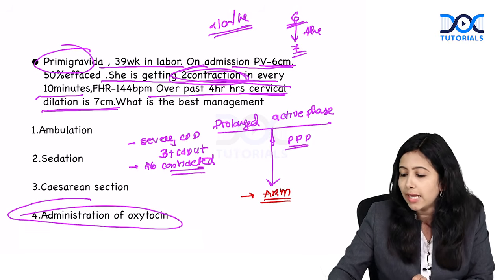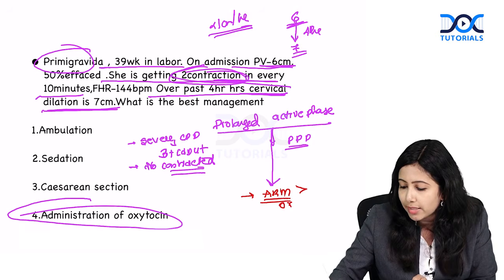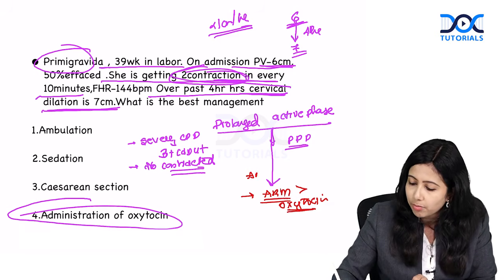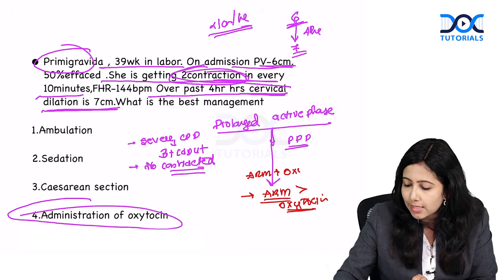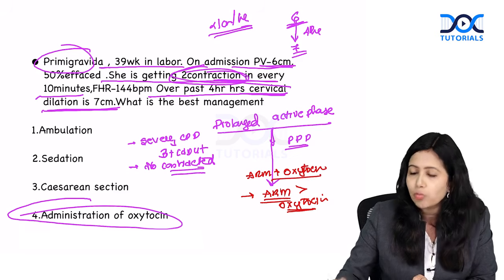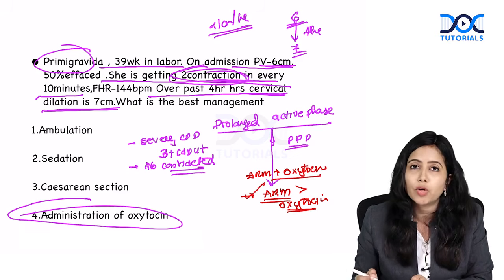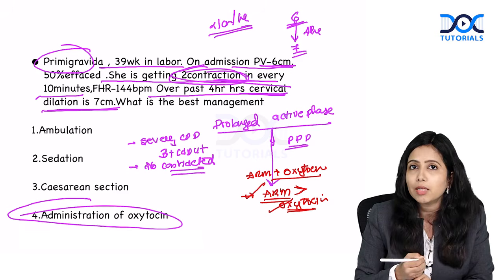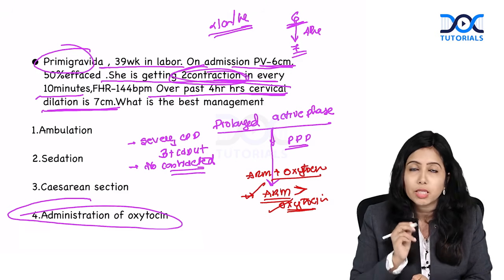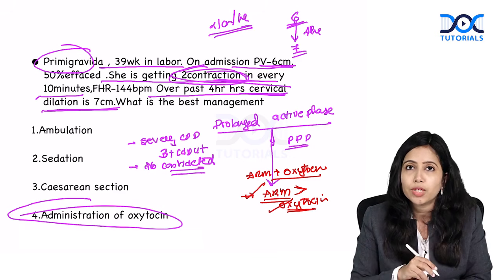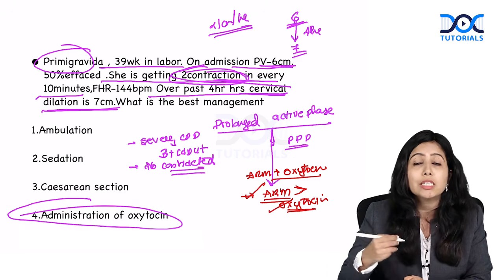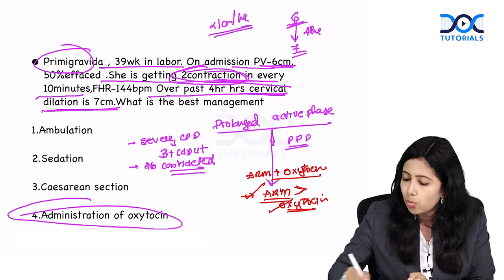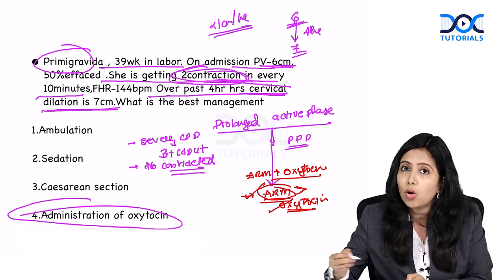Augment the labor. The answer would be ARM better than oxytocin. We will augment with ARM plus oxytocin. That is the ideal answer. But sometimes that might not be there. If ARM is there, first go for that. If ARM is not there, go for oxytocin. ARM, then oxytocin. In the same scenario, if they are giving you that the head is high, I told you mostly it is ARM first, then oxytocin.